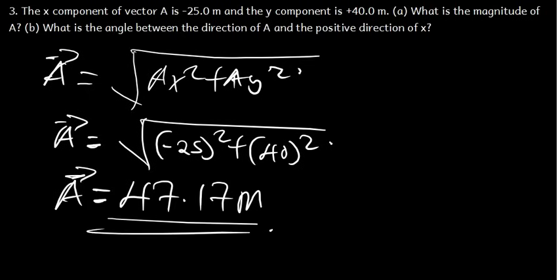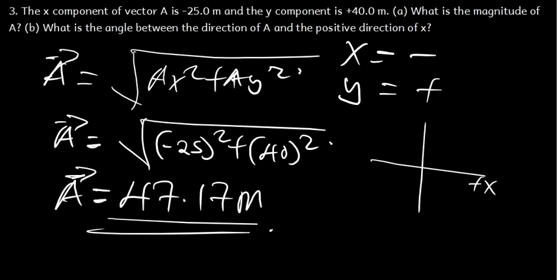To find the direction, first we have to identify in which quadrant we expect this angle to be. Now we do know that our x component in this case is negative, our y component is positive. Where do we expect our angle to be? If I have got my xy plane, this is positive x, this is negative x, and in that direction you have got negative y, then positive y. So if x is negative, then y positive is this line. We expect our angle to be in the second quadrant.